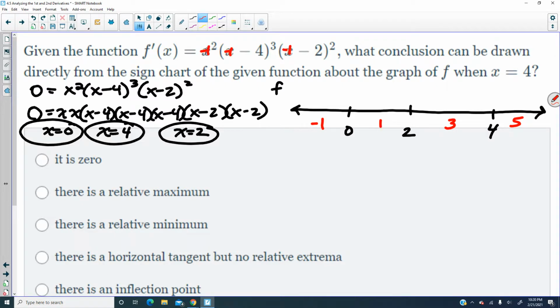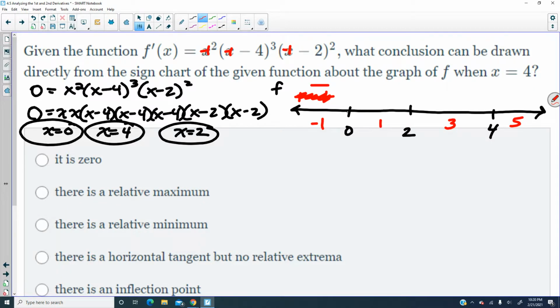I'll have -1 squared. -1 squared is positive. -1 minus 4 is a negative number, but then a negative number cubed is negative again. And then -1 minus 2 is negative, but then a negative squared is positive. So positive times negative times positive is negative.